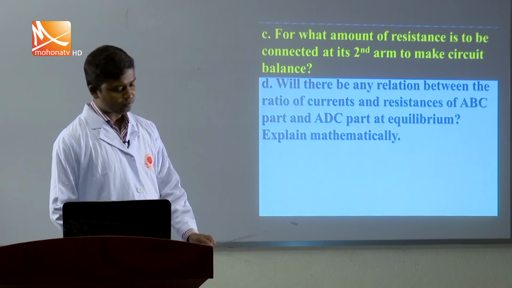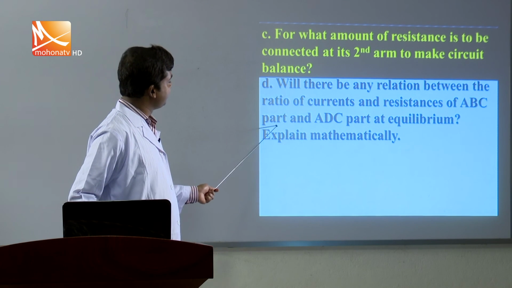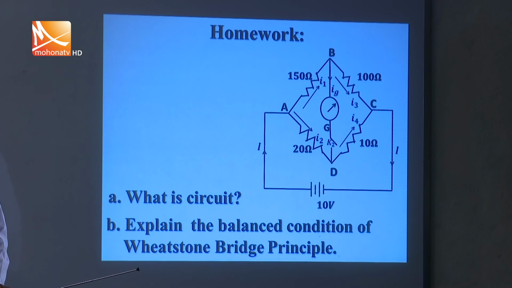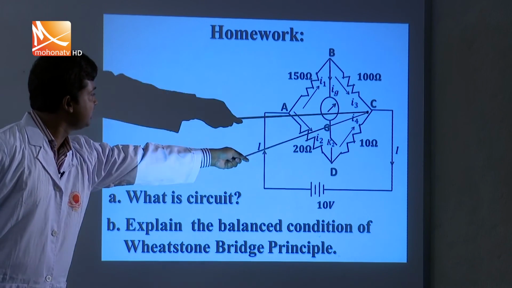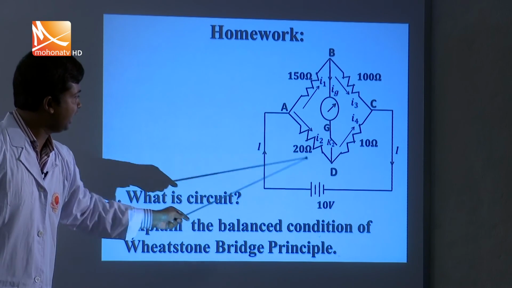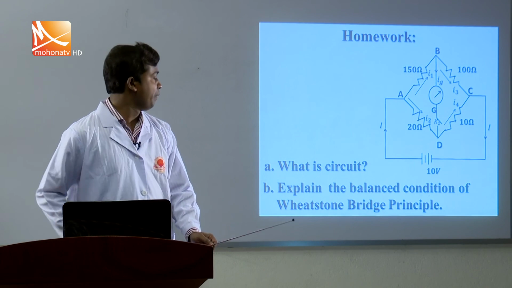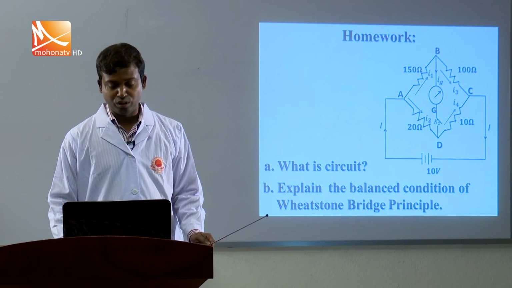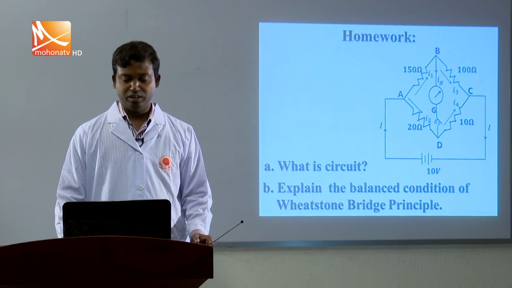Then you have to decide whether this resistance will be connected in series combination or in parallel combination. And the last one is, will there be any relation between the ratio of currents and the resistance of the ABC part and the ADC part at equilibrium? That means, as in our previous slide, you have to calculate the current along ABC and along ADC, and establish a relation between the given resistances and the calculated currents. I think you can do it very clearly as you have learned my lecture.